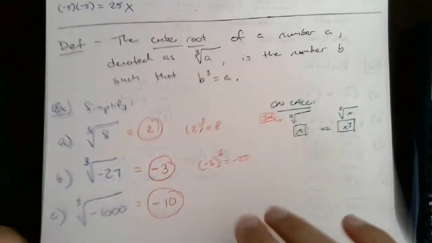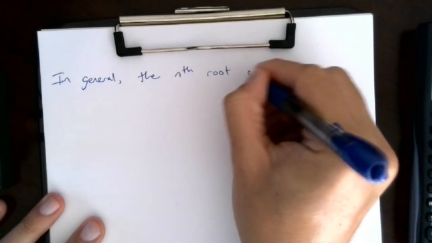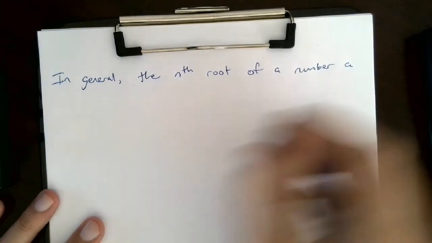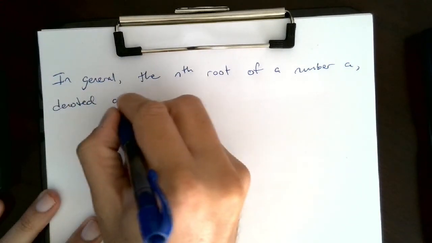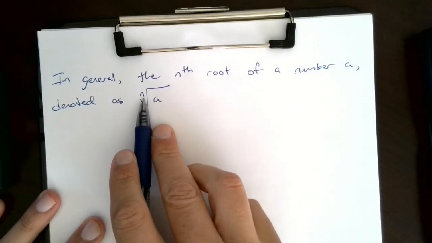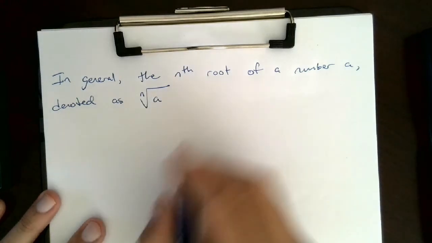And let's talk about just in general. So I talked about square root, I talked about cube root, right, the index of the root. In general, the nth root of a number a, denoted as nth root of a. So when I say nth, n is the index. So square root was 2, cube root was 3. You could have fourth root, fifth root, whatever, but the nth root is the index.